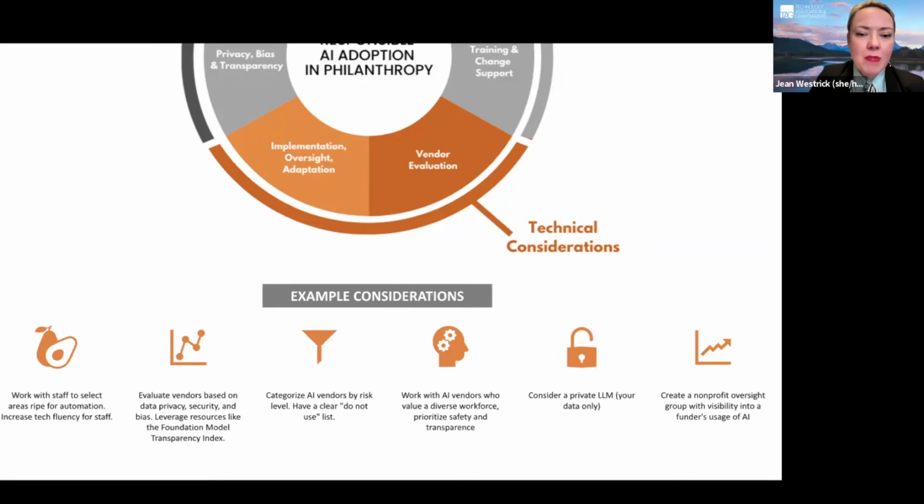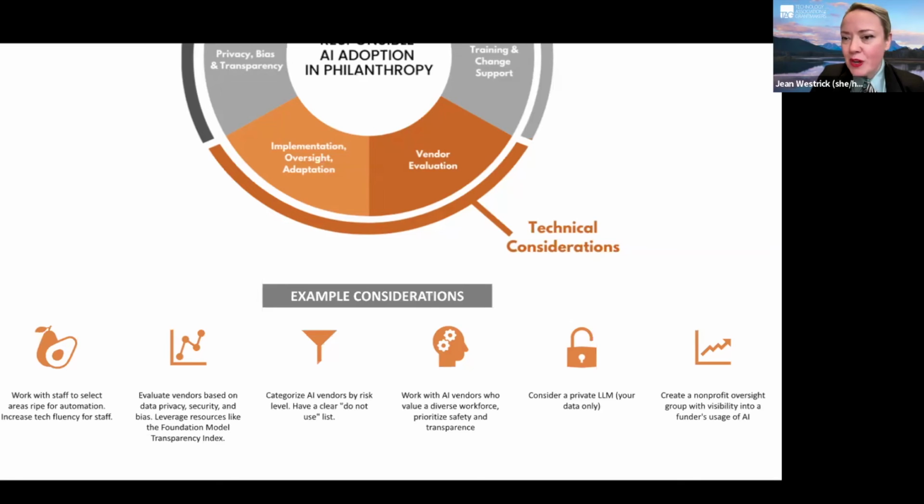When you think about the technical considerations, you want to make sure you understand the platform that you're using and what kinds of data privacy and security and biases are built into the model. You also want to understand what risks are in place. And that is really important.